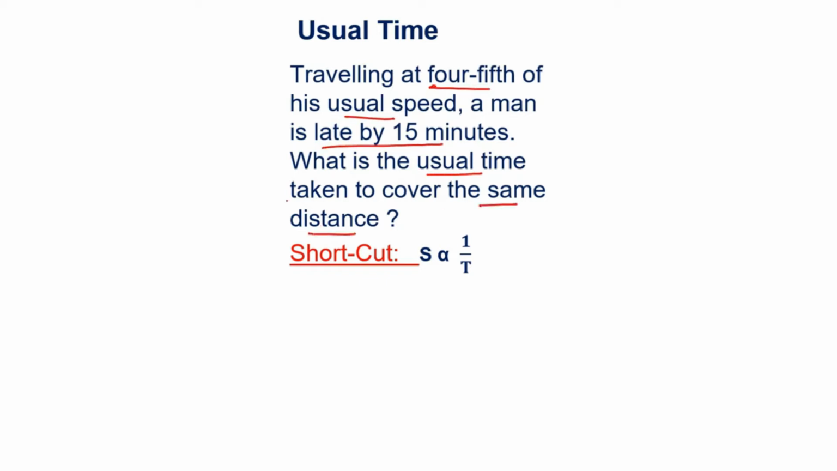When the distance is the same, if your speed is more, you will take less time. If your speed is less, you will take more time. So speed and time are inversely related. Here he is traveling at 4/5 of the usual speed, which means the time he takes will be the inverse, that is 5/4 of the usual time.